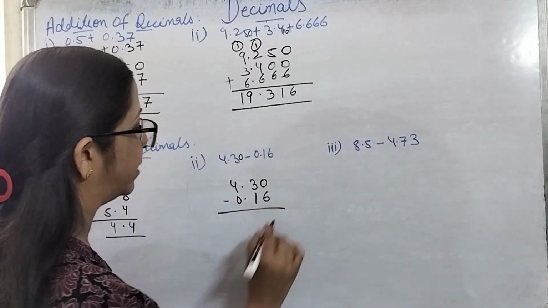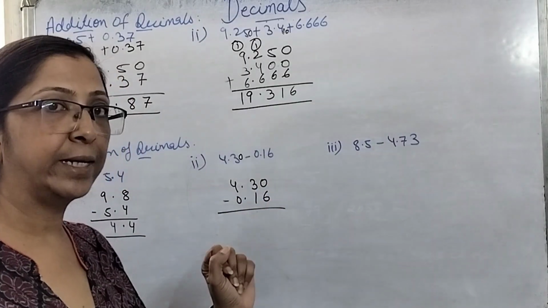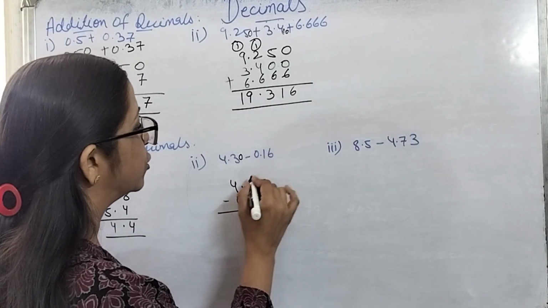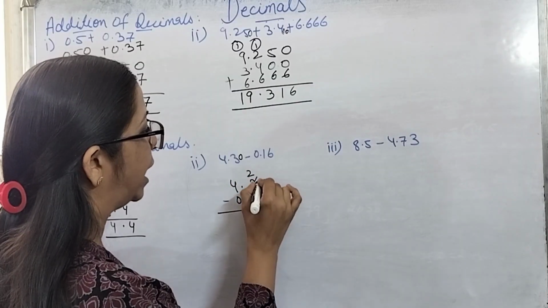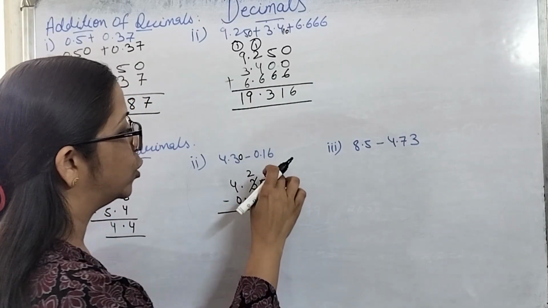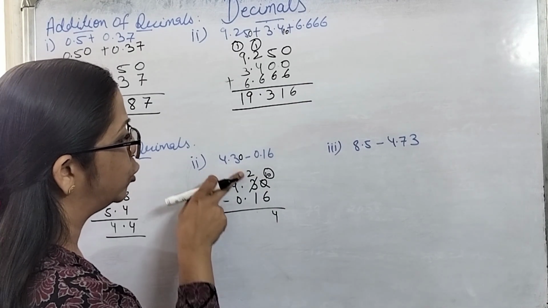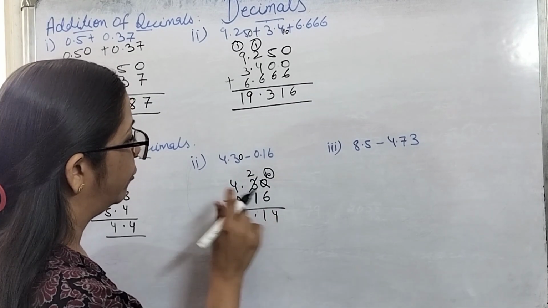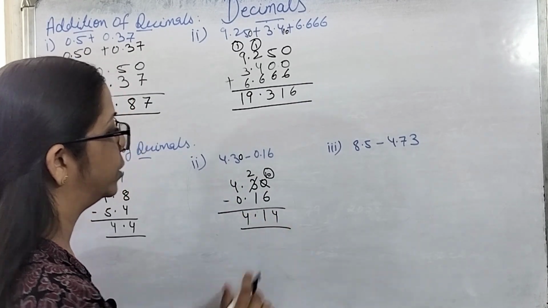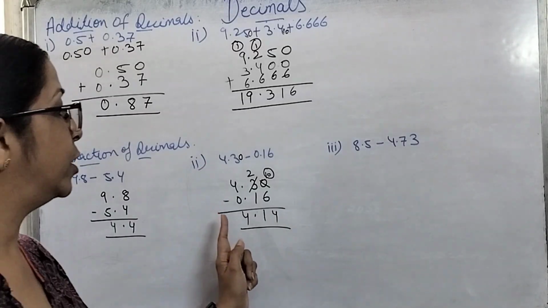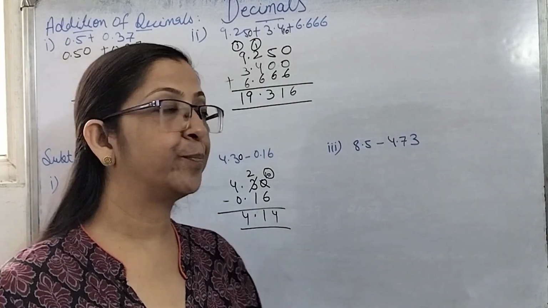Now we will start subtracting. From 0 we can't subtract 6, so we will be borrowing. So this 3 will become 2 and this 0 will become 10. So 10 minus 6 will be 4. Now this is 2. 2 minus 1 will be 1. 4 minus 0 will be 4. So the difference will be 4.14.